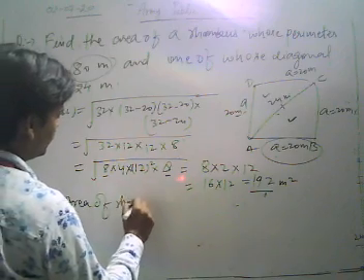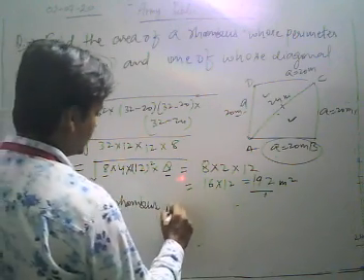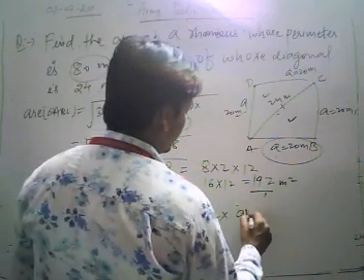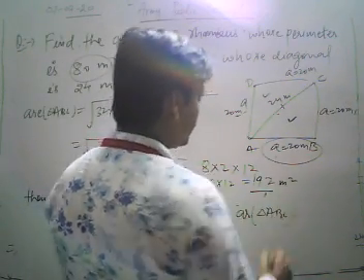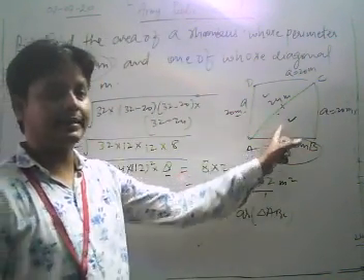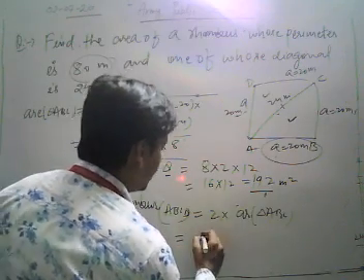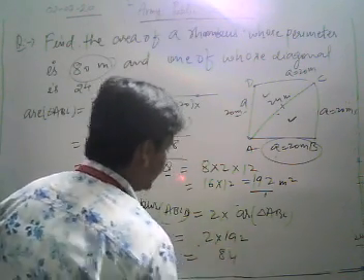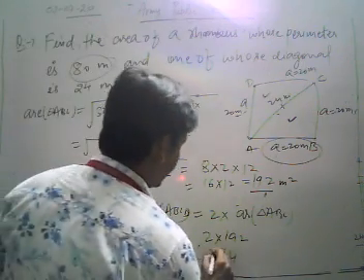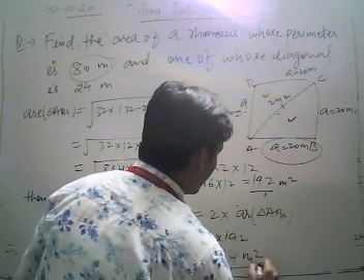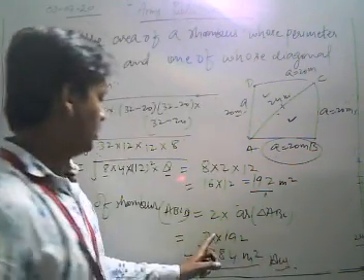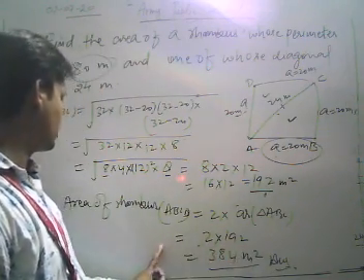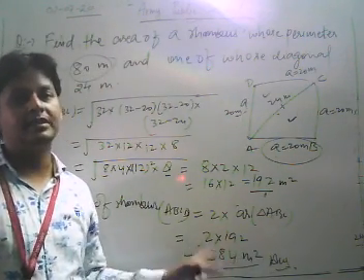Now area of rhombus ABCD is what? 2 into area of triangle ABC, because the diagonal of the rhombus bisects the rhombus. Then 2 into 192, that is 384 meter square. This is your final answer. 384 meter square. This is the area of rhombus ABCD.